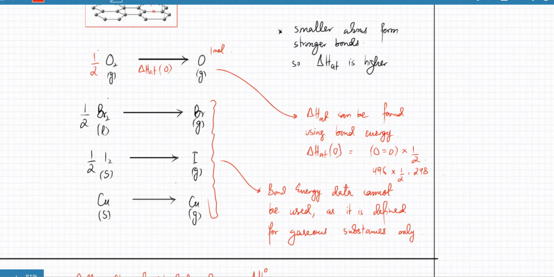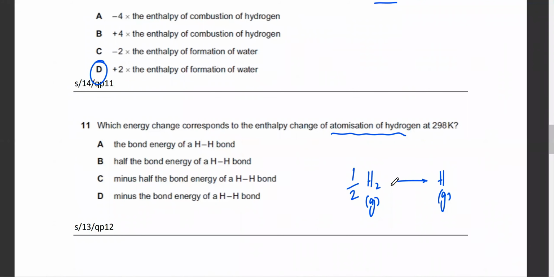It can't be used. So over here in this question, you can obviously use bond energy data. So what are you doing? How many bonds are you breaking in this reaction? Half. Okay, you're just breaking half a molecule. So basically, you're breaking just half of a bond of H2, right? So it's going to be positive, and it's half the bond energy of the HH bond. Like if you break one bond, you get two H atoms, but since you're getting just one H atom, that's half of that.